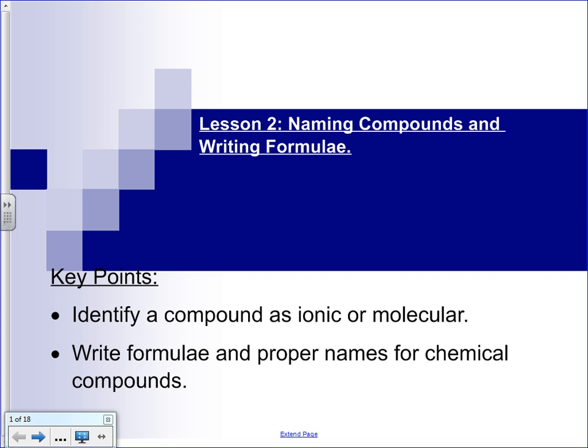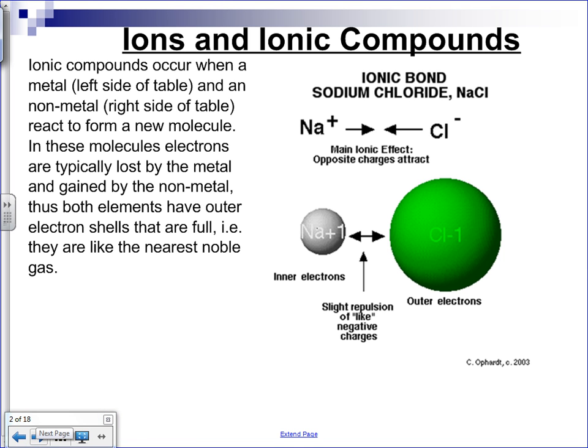Okay. Second thing, we've got to be able to write formulae and proper names for chemical compounds. Okay. So ionic compounds, like we just said, are made of a nonmetal and a metal. Okay. So they've got one from each side. We always name the metal first. Okay. And the nonmetal second, just because that's the way the periodic table goes. Okay. Now, the thing about ionic compounds, okay? Ionic compounds and molecular compounds are different, not just because one has a metal in it and the other doesn't, okay? But they're different in the way the electrons move when the compound is formed.